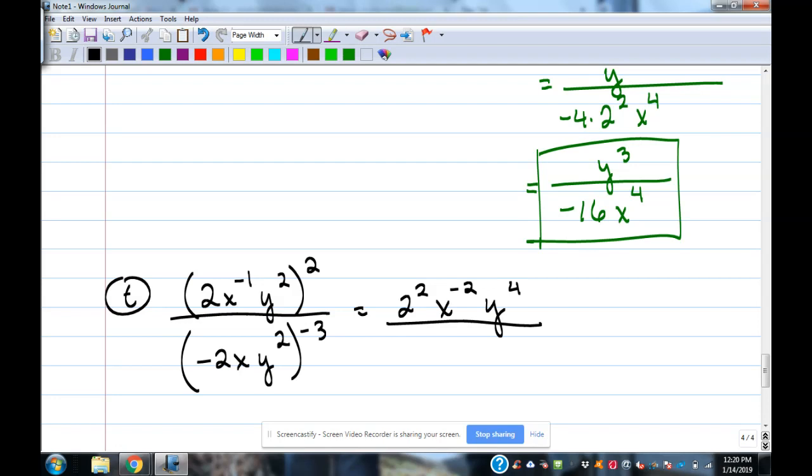The bottom part, we got a base of -2. So that's going to be -2 to the -3 power. Notice I put that -2 in parentheses because it matters. Then x to the -3, y to the -6.